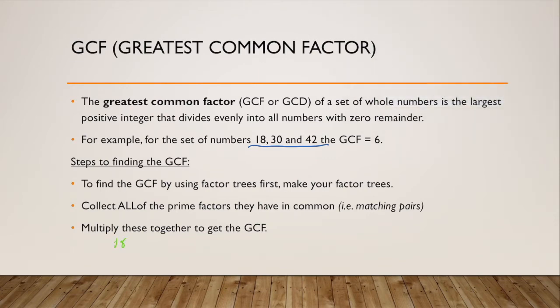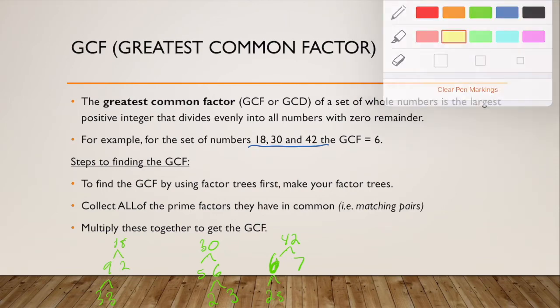So if I have 18, that's going to be a 9 and a 2, which is a 3, a 3, and a 2. 30 is a 5 and a 6, which breaks down into a 2 and a 3. 42, that's a 4 times 7. Nope, that's not. That's 6 times 7. Yep, 6 times 7, which is a 2 and a 3, and 7's already prime.